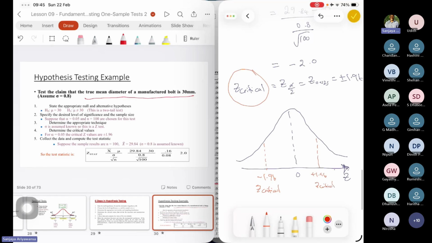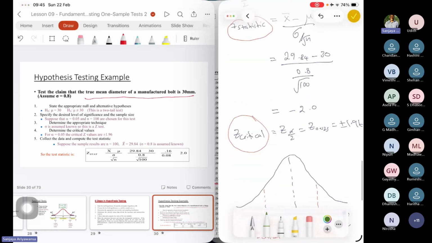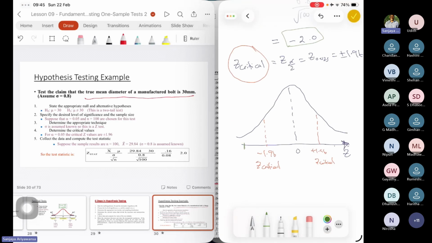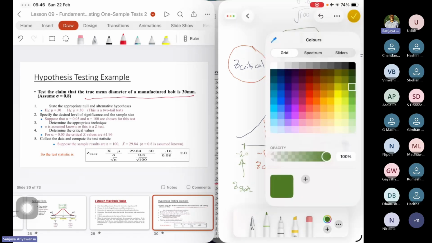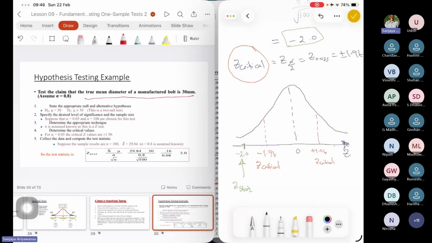That's like the threshold value to determine whether we are going to accept or reject H naught. Then we go and place, okay, where is our Z test statistic, which is negative 0.20. So negative 0.20 is somewhere over here. So that is our Z test statistic, Z stat. So you see that the Z test statistic is beyond your critical value, because these two regions are your rejection regions.